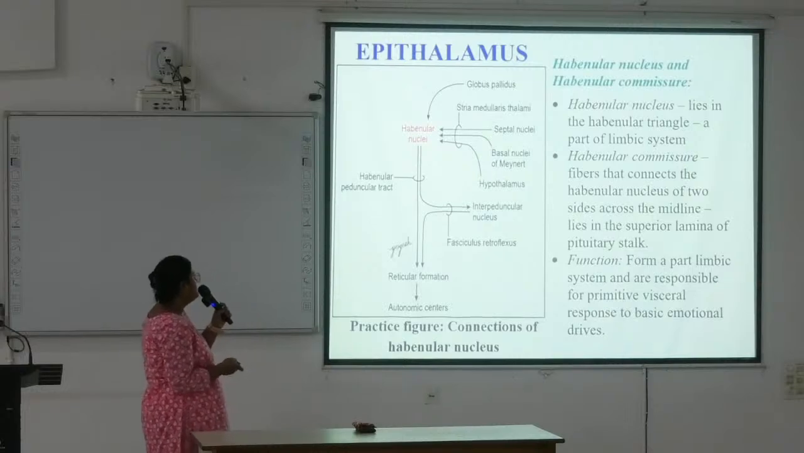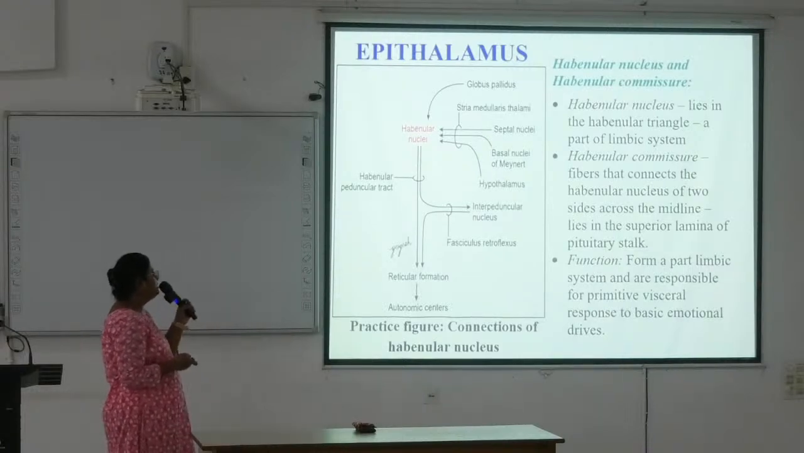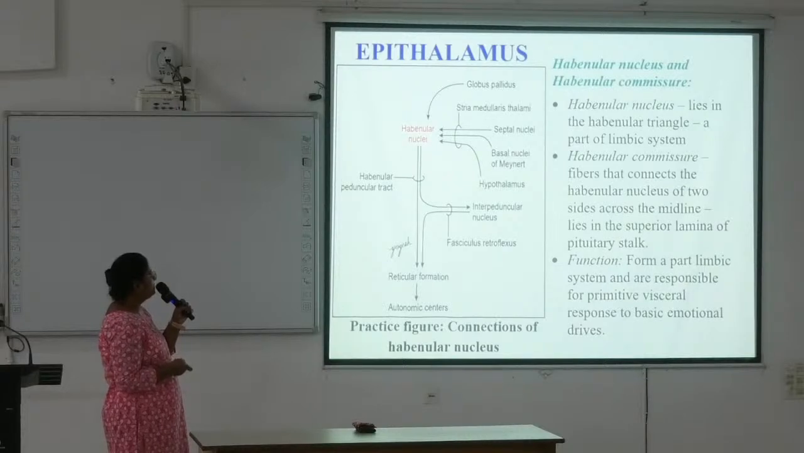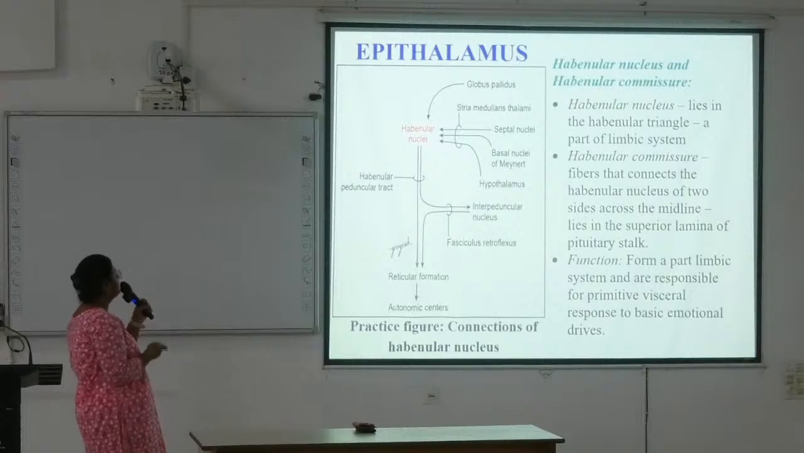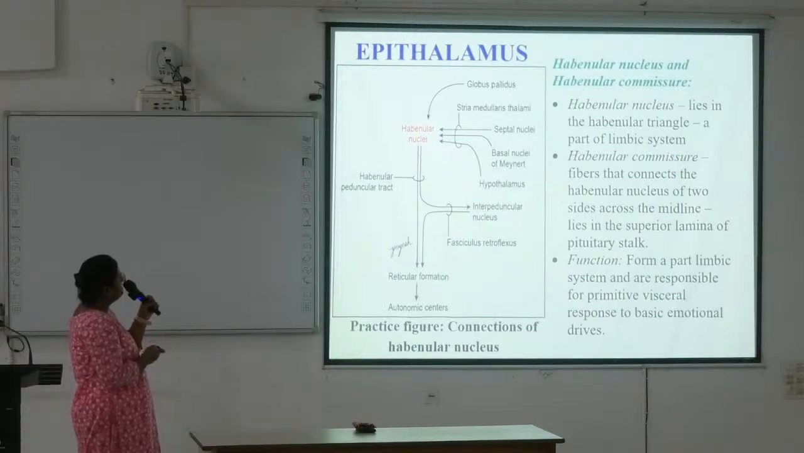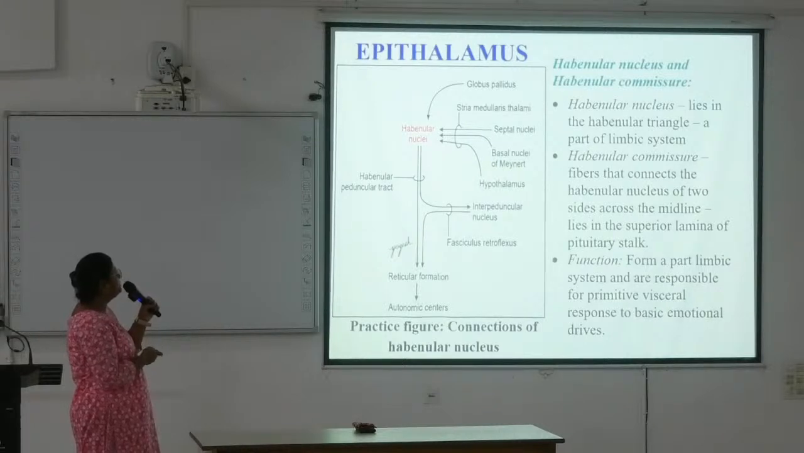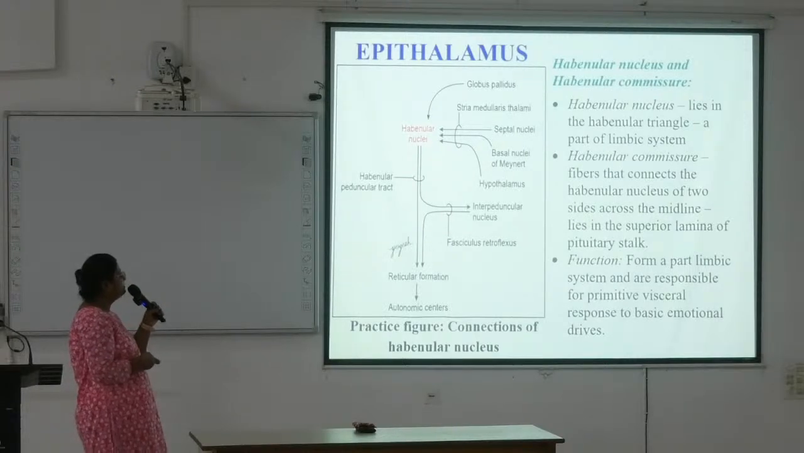What are the functions? It forms a part of the limbic system and is responsible for primitive visceral responses to the basic emotional drives. You can see in this diagram that it gets afferents from the hypothalamus, basal nuclei of Meynert, septal nuclei via the stria medullaris thalami, and also from the globus pallidus. The efferents go to the interpeduncular nuclei, the reticular formation and different autonomic centers.